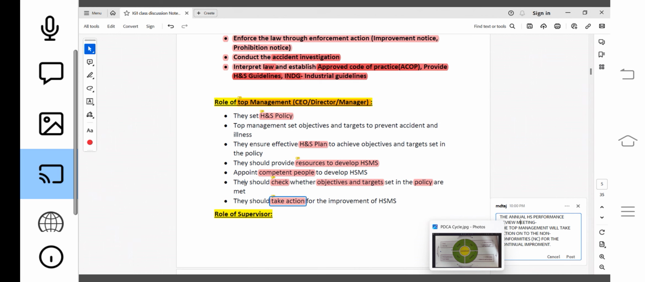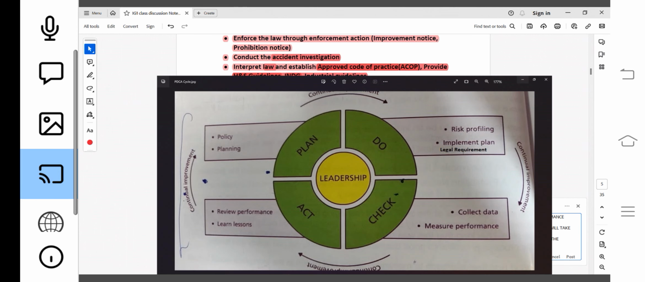Okay? So the entire health and safety management system, such as ISO 45001, is driven by the center person, that is the leadership. The top management is responsible for making the health and safety management system plan. There will be policy making, objective and target setting. Then to achieve the objective and target, planning will be made. Then this planning will be implemented in the do stage, and risk assessment will be carried out. A legal requirement, legal register will be made.